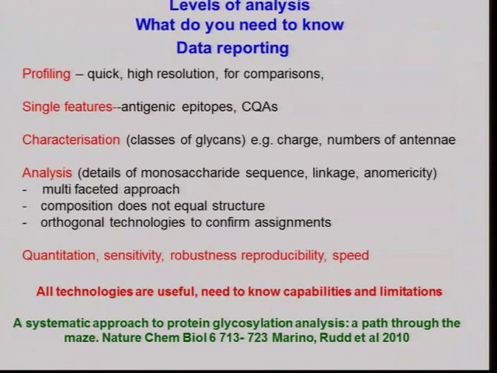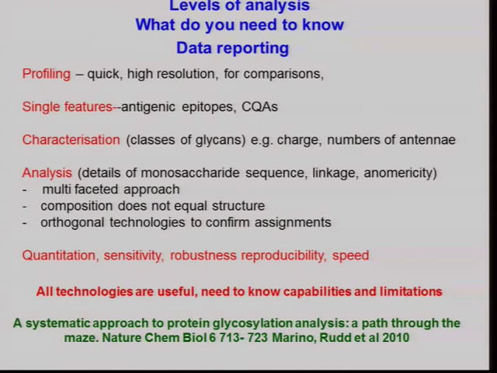You would just maybe have an assay just to look for those antigenic epitopes. Or you may be looking for critical quality attributes. So if you're looking at EPO, you might just want to know how much is my molecule sialylated. And then you might want a bit more detail. You might want to characterize your glycans, to look at classes of glycans. So divide them into those which have one charge, or one or two charges, or three or four.